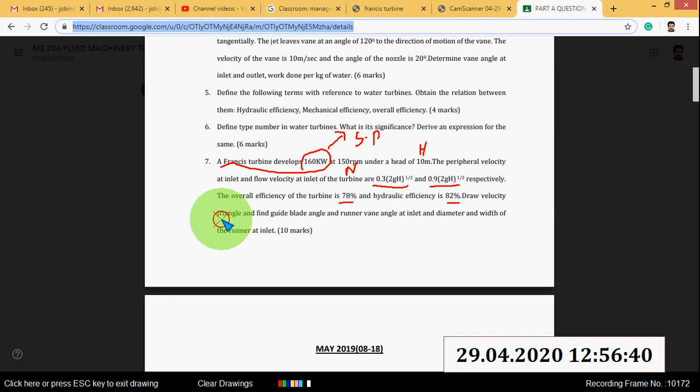Then draw the velocity triangle, and find the guide blade angle, then the vane angle at inlet, and the diameter and width of the runner at inlet. So this is the question.